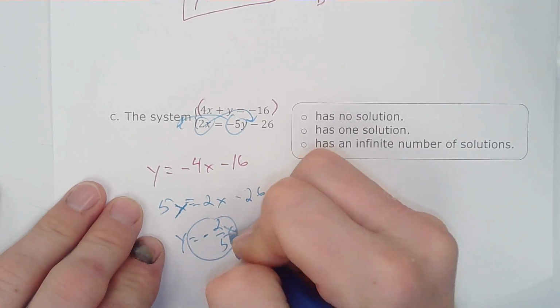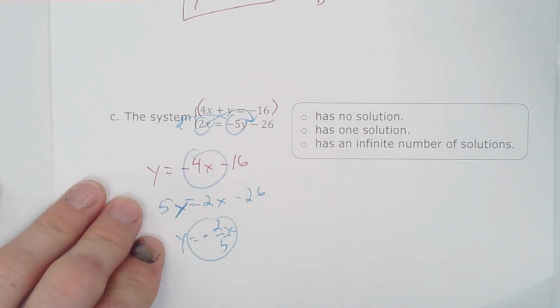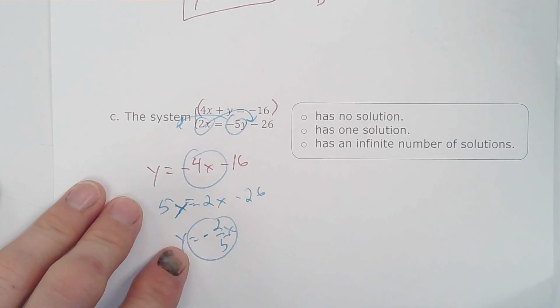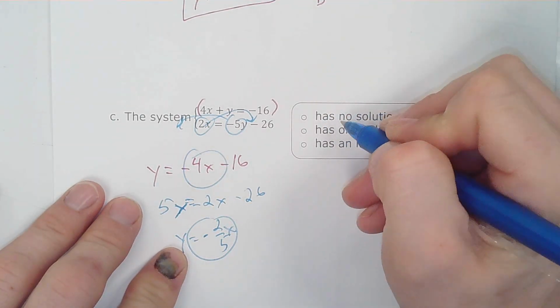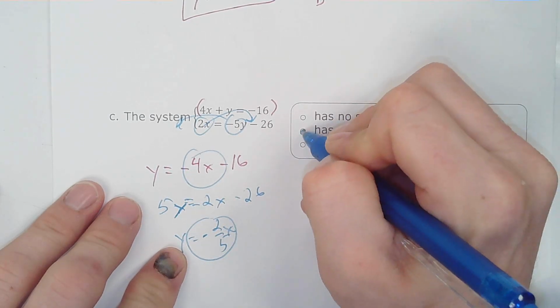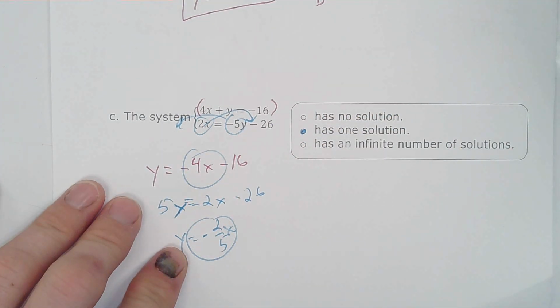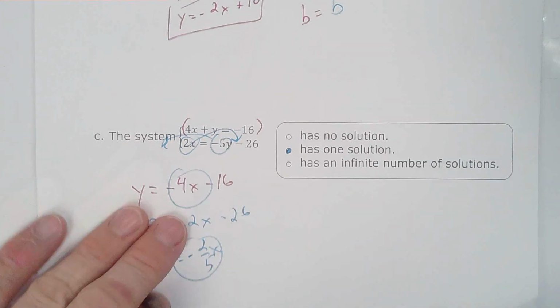Are those the same slope? -4 and -2/5 are not the same slope. So they have only one solution. They're two different lines with two different slopes, so they intersect somewhere.